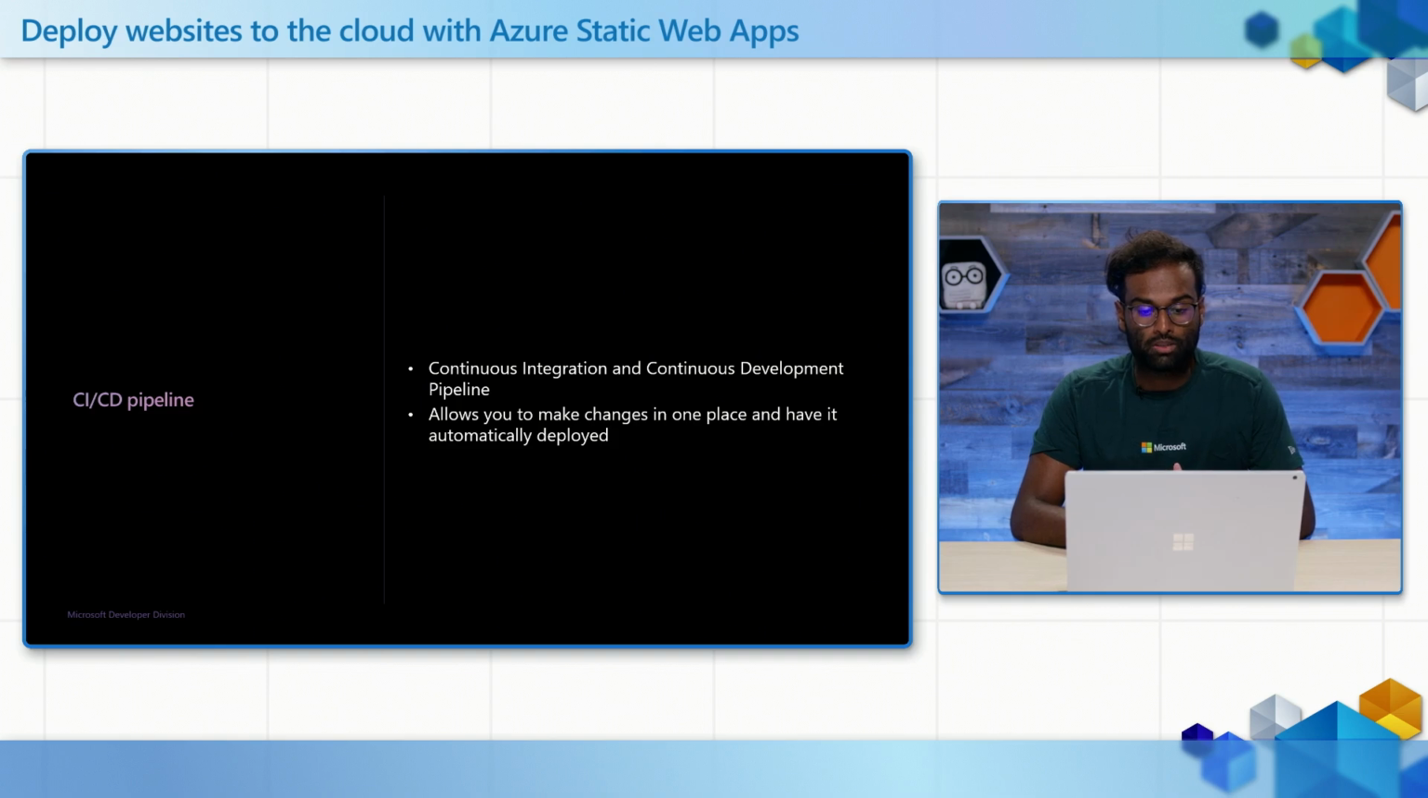The first one that I want to talk about is CI/CD pipeline. This was mentioned earlier. It stands for Continuous Integration and Continuous Deployment Pipeline. Essentially, this allows users and devs to make changes in one place and have it automatically deployed to the end state. In this case, it would be Azure Static Web Apps and Azure.